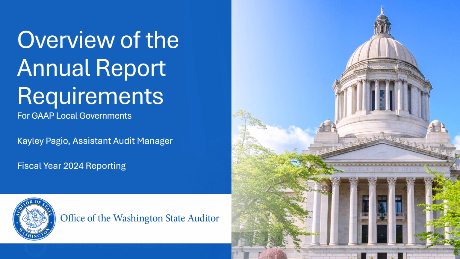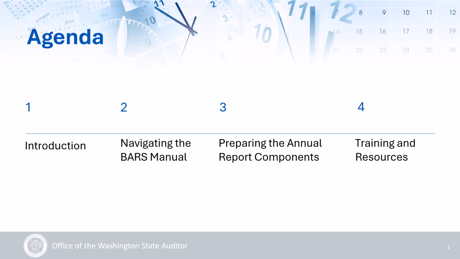The purpose of this recorded training is to provide an overview of the annual report requirements and how to determine what is required or may apply to your government. We will also have a focus on connecting the annual report components to the BARS manual, because it is important to utilize the BARS manual instructions and accounting guidance when completing the annual report.